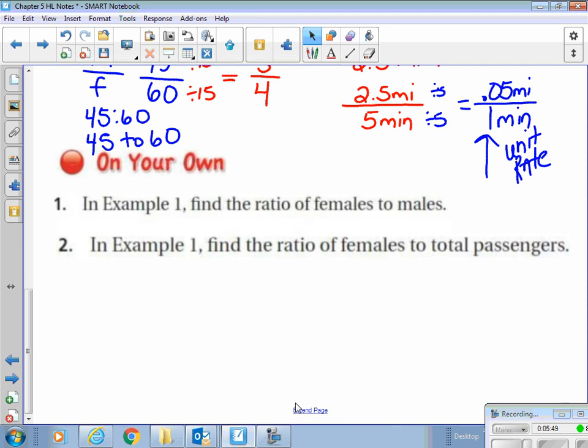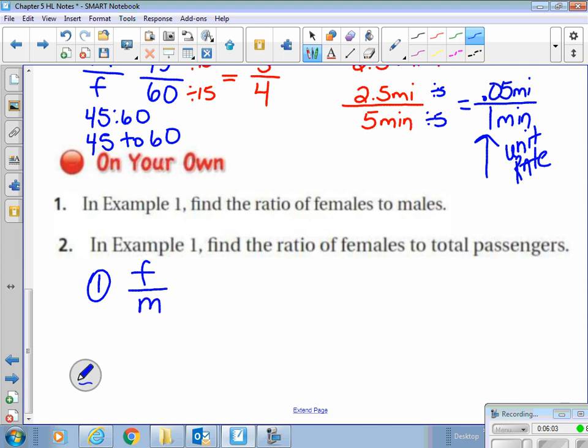For example 1, males to females, I'm going to write down here, number 1. We're now going for females to males. Sorry, we already did males to females. Now you should be thinking for females to males. Your females should be on top and your males should be on the bottom. It said that there were 45 females and 60 males. And you're always going to simplify your answers. Both of these numbers are still divisible by 15. 45 divided by 15 would give you 3 females, and 60 divided by 15 would give you 4 males. So we've got 3 to 4 for that one.